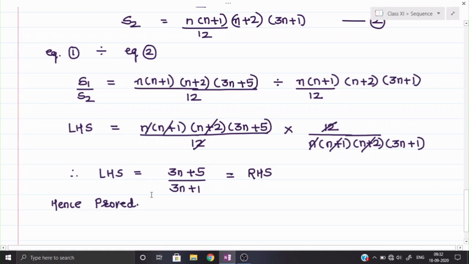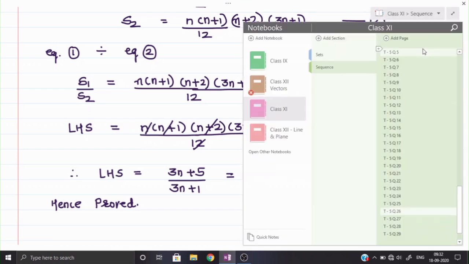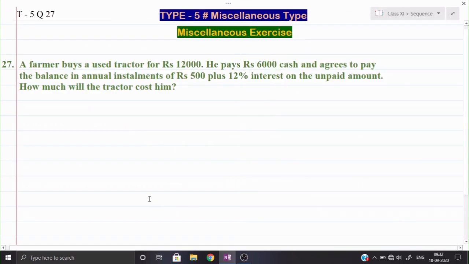Okay, let us see the next question, question number 27. Yes, now 27 and question number 28 are of the same kind. So I am explaining you 27th question, and in the same manner, only the matter of digits are different, so that you need to try by your own. So let us see first question number 27.